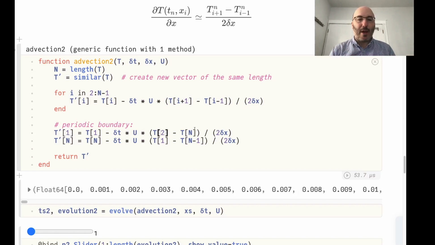But now we actually need 2 periodic boundary cells at both ends of the system. And we need to be careful to implement that correctly using the correct boundaries. So again, the left-hand neighbor of cell 1 is cell n, and the right-hand neighbor of cell n is cell 1. Okay, so I called that advection 2.